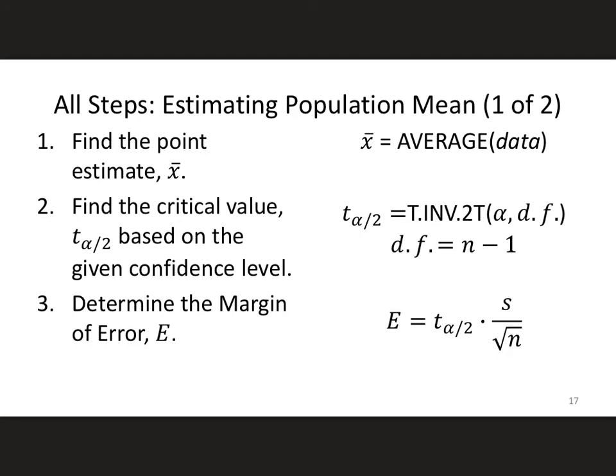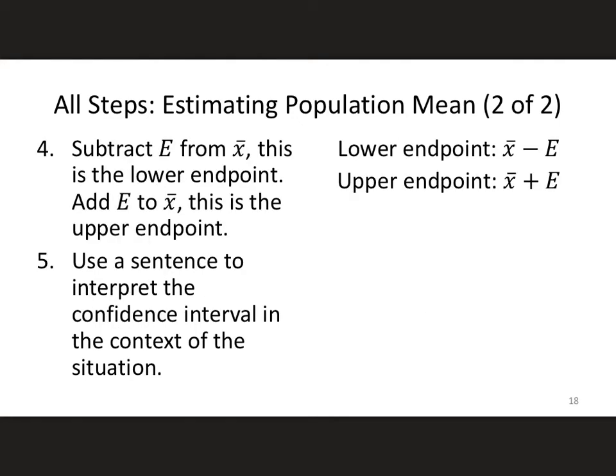So here are all the steps together. You're going to find the point estimate x bar, and you may have to use =AVERAGE and select the data if you're not given that in a summary. Find the critical value, that's your t, based on the given confidence level. Determine the margin of error. Subtract E from x bar, and then add E to x bar to find the upper endpoint, and then, of course, finish with that interpretation.